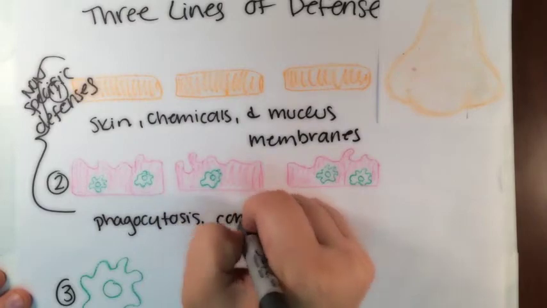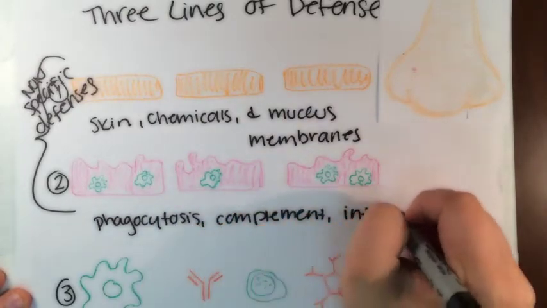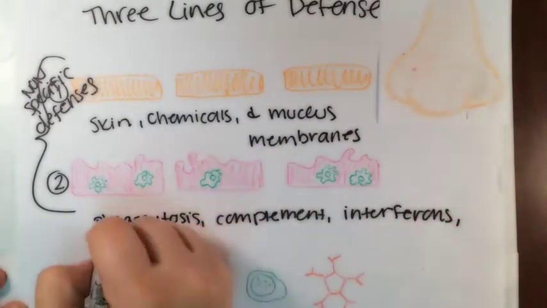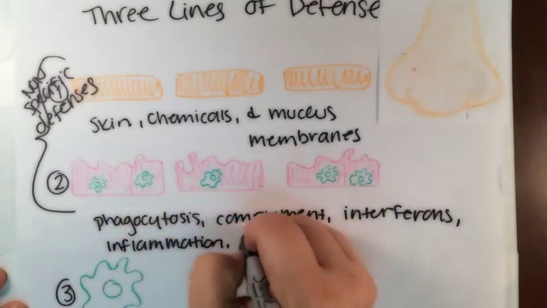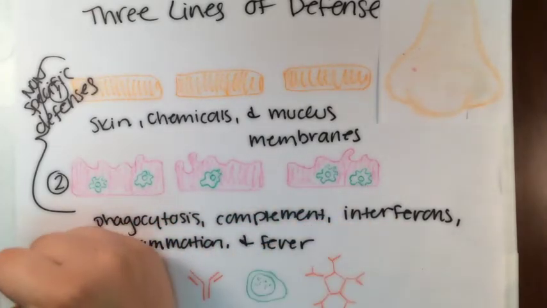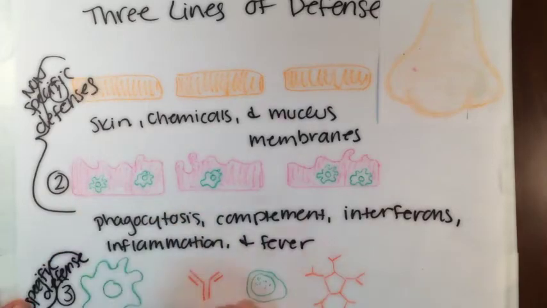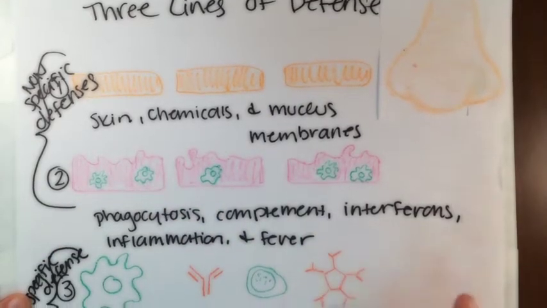The second line includes phagocytosis, complement, interferons, inflammation, and fever. The third line is a specific defense and includes lymphocytes and antibodies.